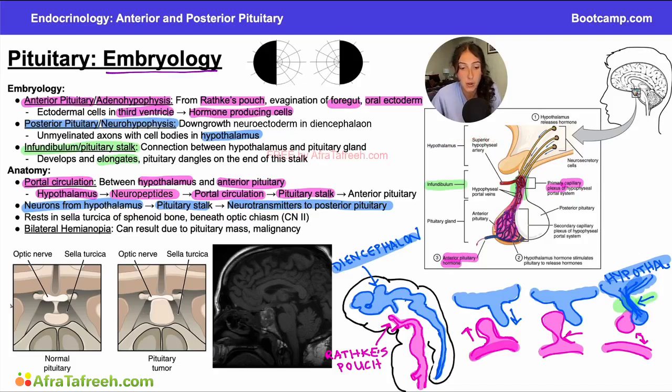Now, one final note on the anatomy of our pituitary gland. Our pituitary gland is going to rest in the sella turcica. And the sella turcica is kind of this saddle-shaped area of the sphenoid bone. So if you look down here, you can see that we have our pituitary gland kind of nestled in this sella turcica or Turkish saddle, which is part of the sphenoid bone.